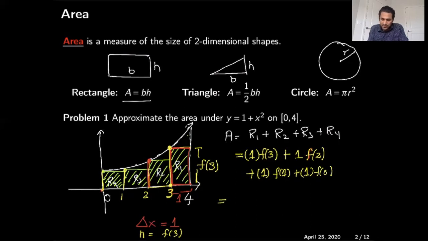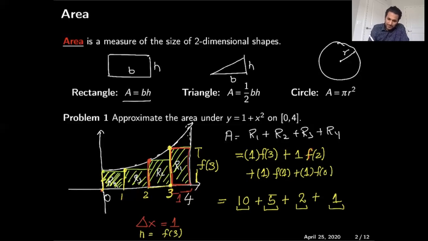So if I plug 3 into the function, what is my function? The function is 1 plus x squared. So I will get 1 times 1 plus 3 squared, which is 10. So the area of my first rectangle is 10. What is the area of my second rectangle? If I plug 2 here, that will give me 5. If I plug 1 here, that will give me 2. And if I plug 0, that will give me 1. So this is the area of my first rectangle, this is the second, this is the third, and this is the fourth.